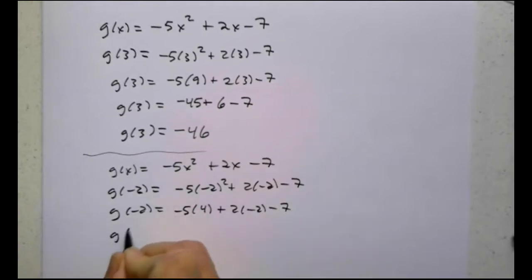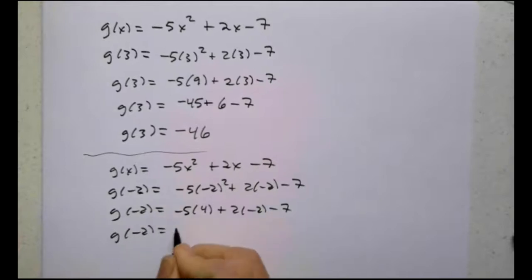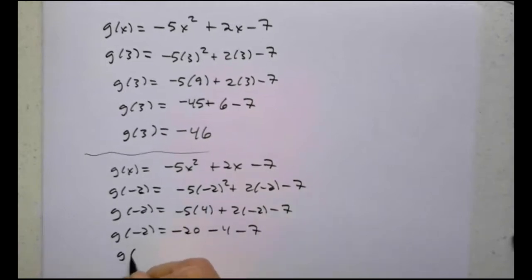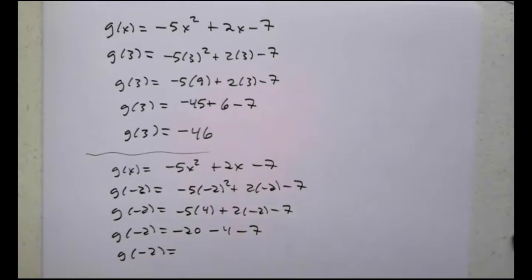Be careful with the minus signs. Negative 5 times 4 is negative 20. 2 times negative 2 is negative 4. Minus 7. So negative 20 minus 4 minus 7 gives me negative 31 for g of negative 2.